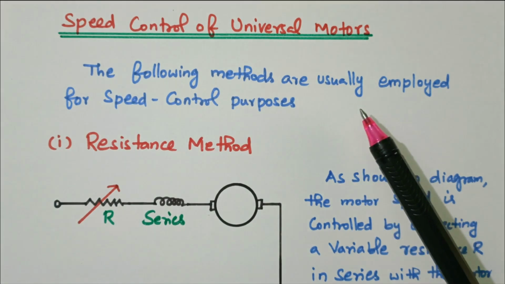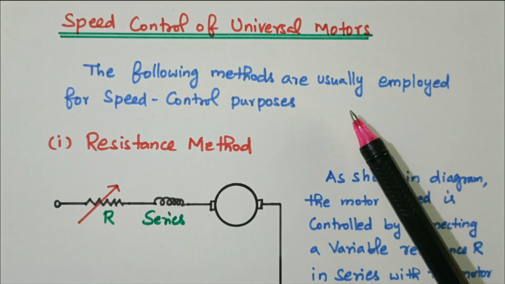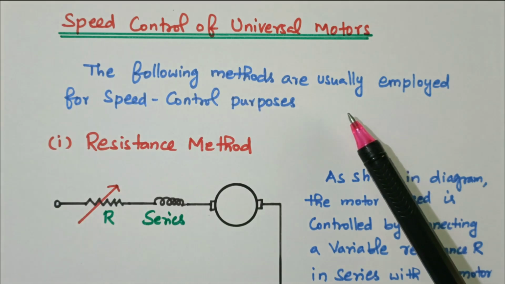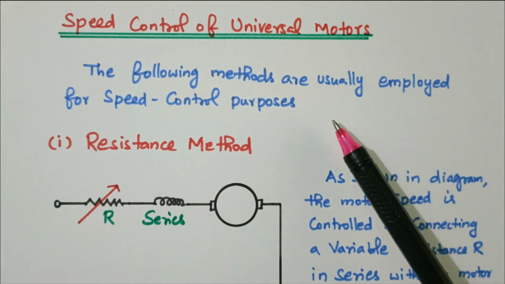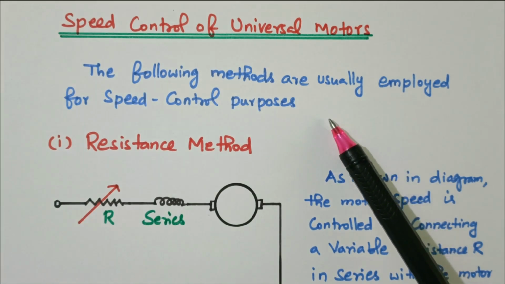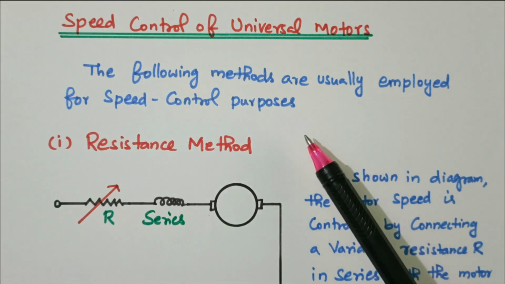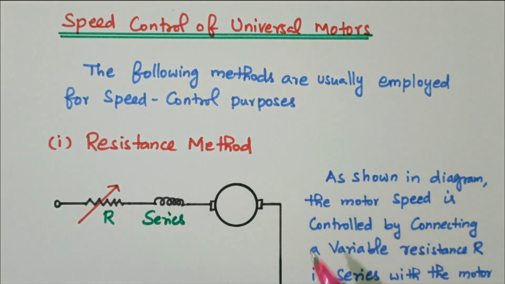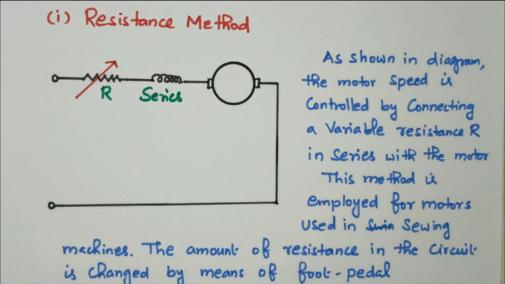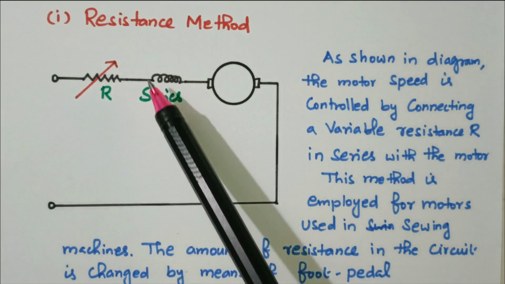In that, speed control is an important feature. Due to the application, the speed control is very important. So there are some methods available for speed control purposes. Basically 3 methods are available. We'll see this one by one. The first one is the resistance method.